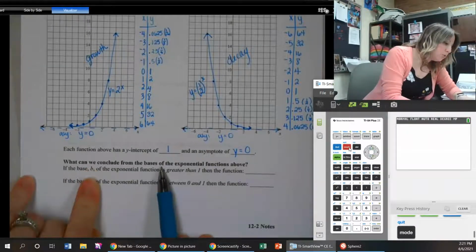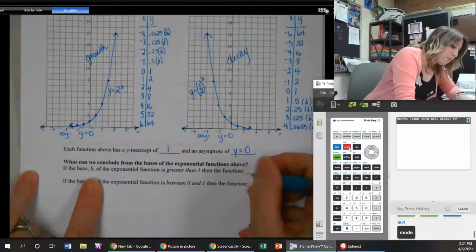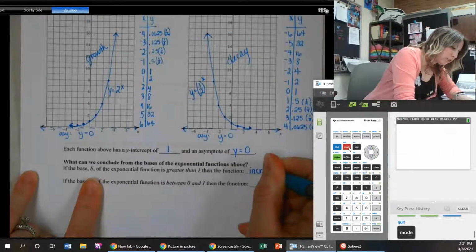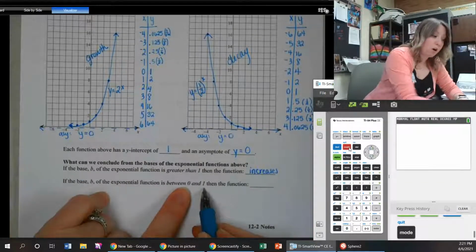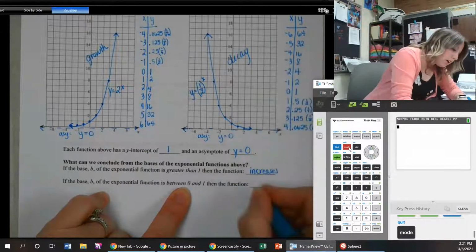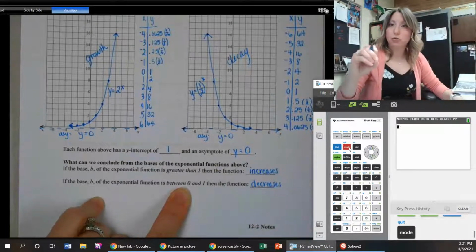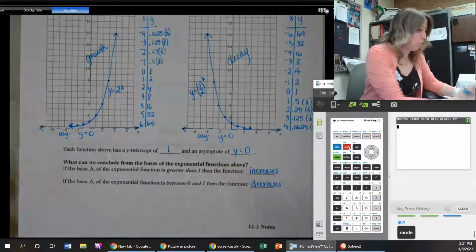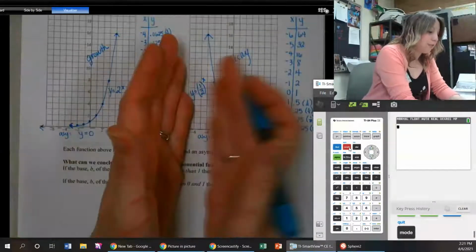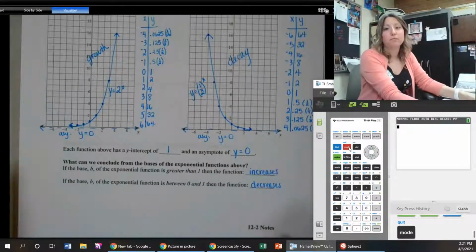What can we conclude from the bases? If your base is greater than 1, then the function increases. That's the growth function. If your base is between 0 and 1, a fraction like this one, then the function decreases. Okay? And it's always reading left to right like we do in English, right? So that's the reason we call this growth and this decay.